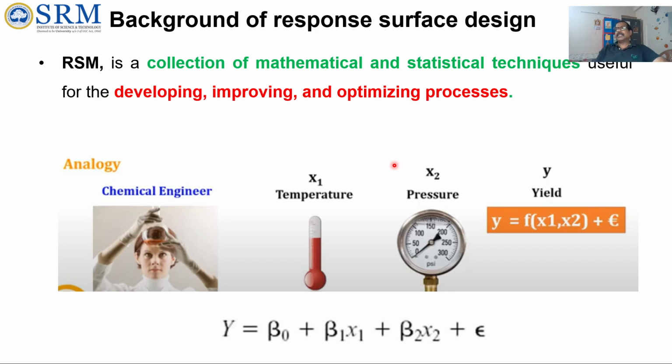Considering two parameters here, a chemical engineer is performing an experiment in which he has two factors, temperature and pressure. With that he is making an equation like y equals beta 0 plus beta 1 x1 plus beta 2 x2 plus error. Here, how this error is influencing, and how we could minimize the error by using the RSM methodology, is the main point. So the main objective of RSM is to optimize the response value.